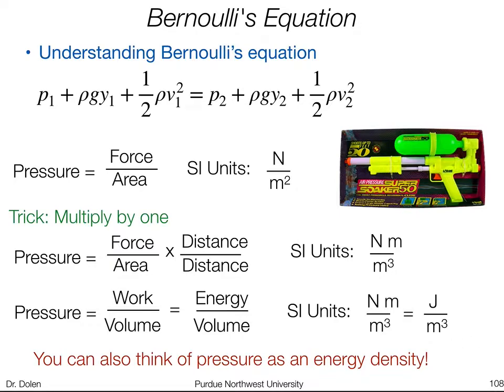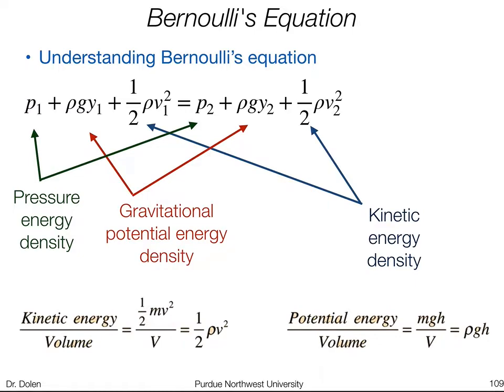And so if you look at all these different terms, all these terms are now energy density. The pressure is just an energy density. This is rho g y. This looks a lot like mgy, like our gravitational potential energy. If I just divide m by volume, I get density, right? So this is just my gravitational potential energy density, and this term looks a lot like 1/2 mv squared. Again, m divided by volume is just density, so this term is just my kinetic energy density.